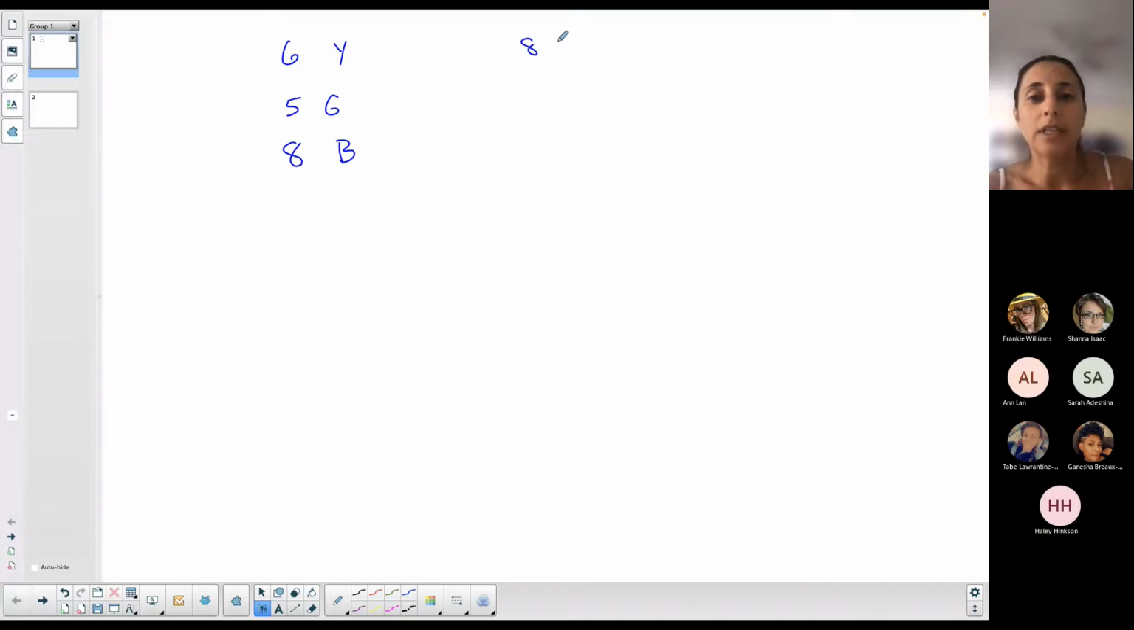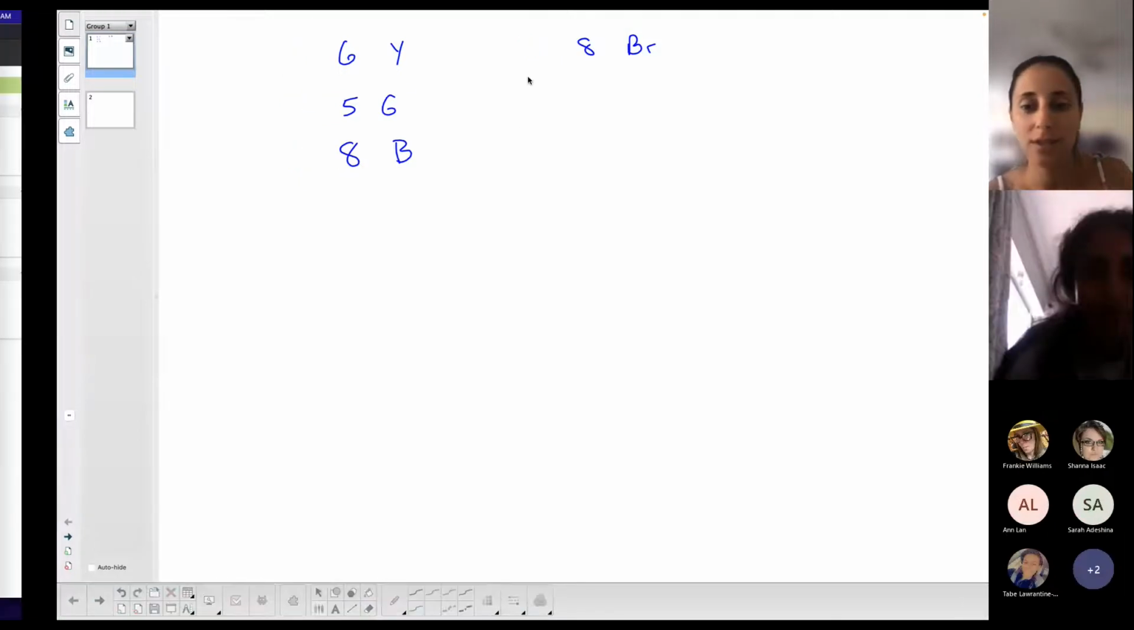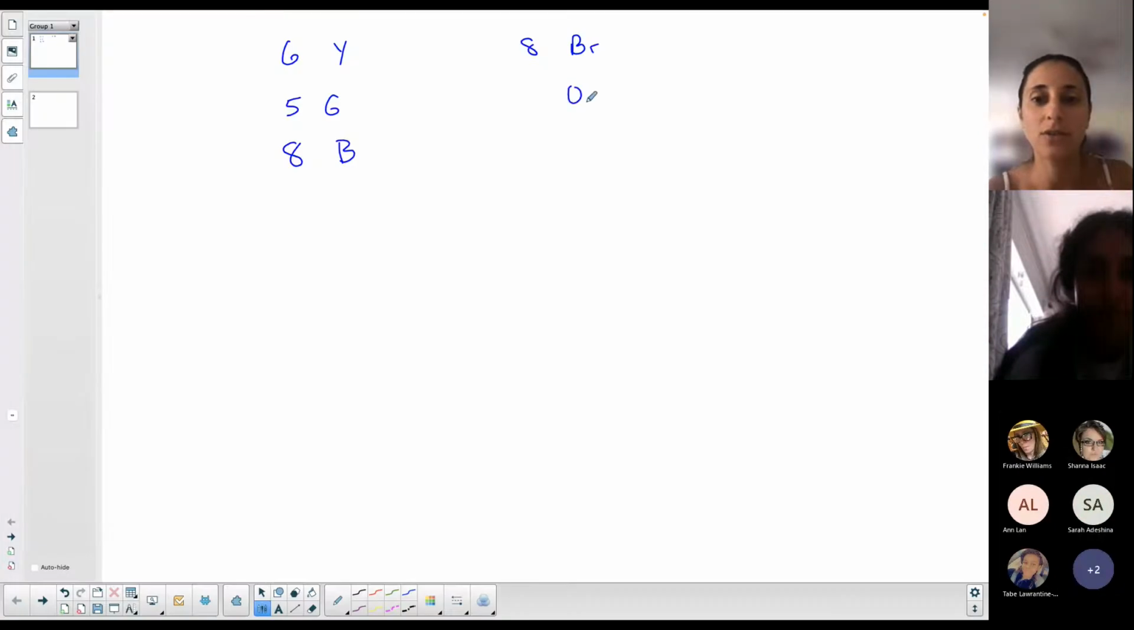I don't know what's realistic. 8 brown. I haven't had M&Ms in a very long time. What do I have? 16, 22. I'm missing some. Orange and red. Orange and red. So I'm gonna have to figure out.